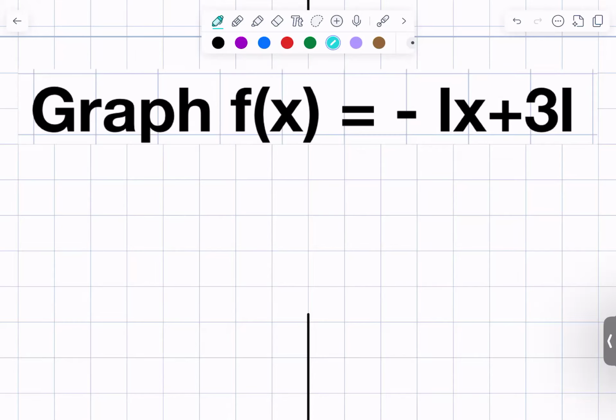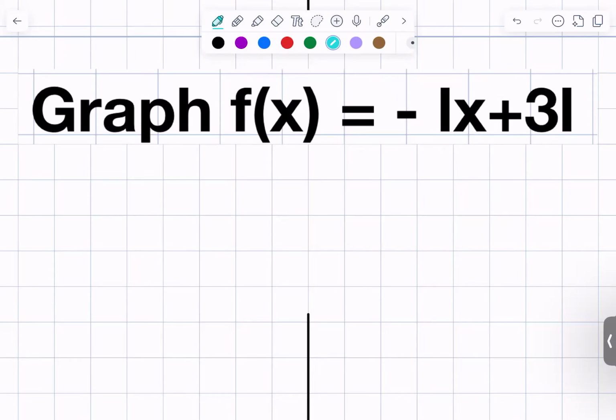So this lesson is a continuation of yesterday's lesson on absolute value function and how we use transformations to graph. We're going to cover three graphing problems here. So here's the first one. F of x is equal to negative absolute value of x plus 3.